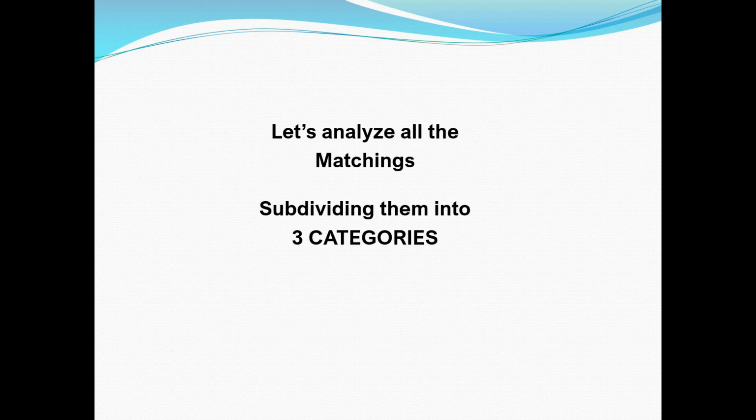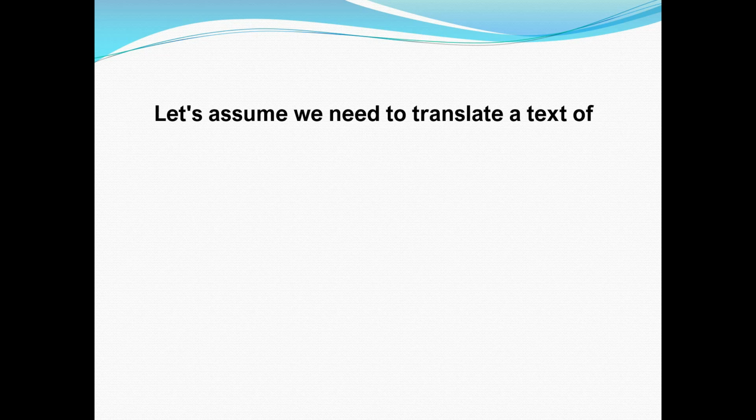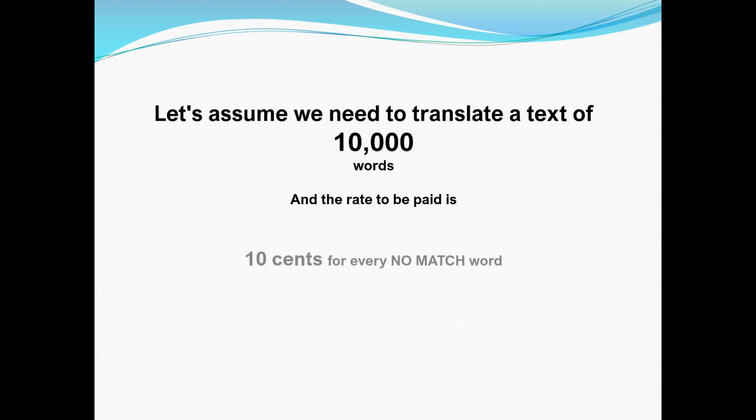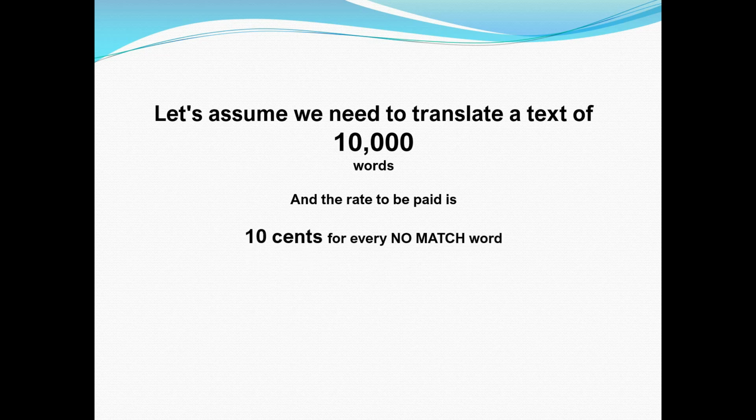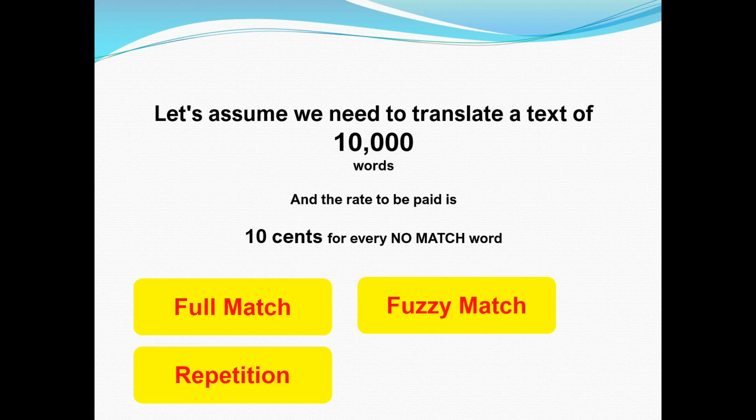So let's analyze all the matchings, subdividing them into three categories. Let's assume we need to translate a text of 10,000 words, and the rate to be paid is 10 cents for every no-match word. So all the words that do not belong to any sort of match, either full match, fuzzy match, repetitions, or internal fuzzy, those words will be paid 10 cents.